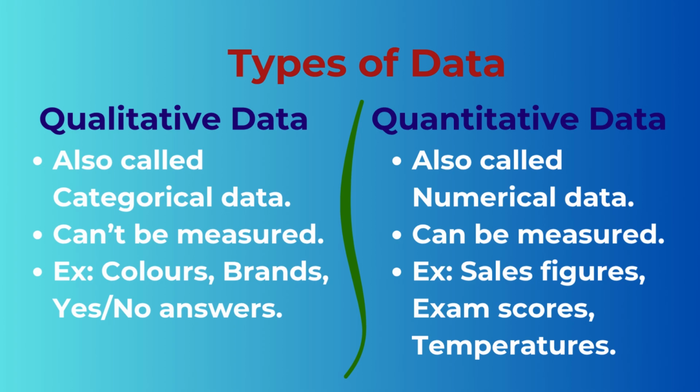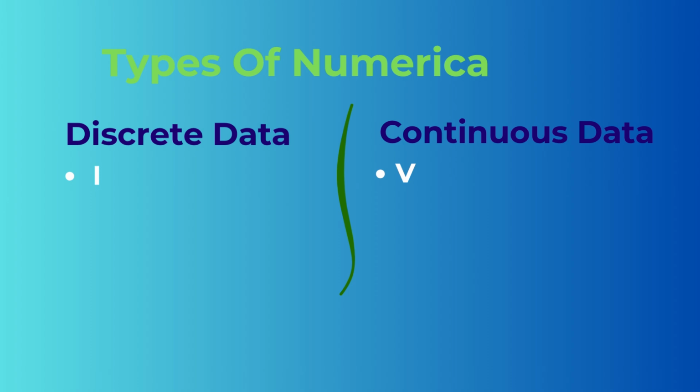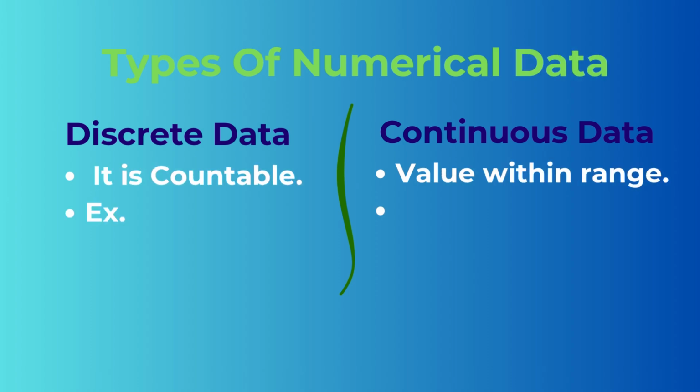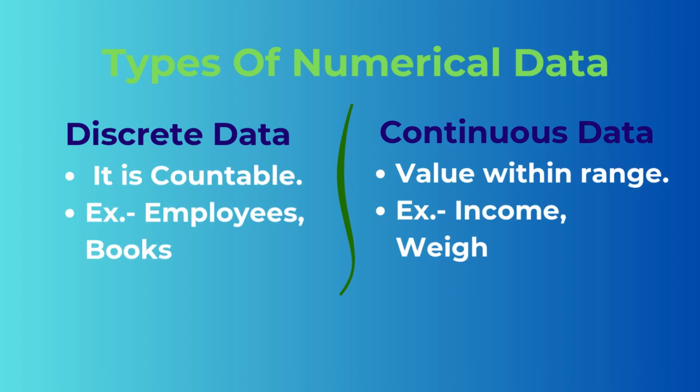Second, quantitative or numerical data. This is data you can measure and express in numbers. Think of sales figures, exam scores, or temperatures. Now, numerical data itself comes in two flavors. Discrete data, which is countable. Example, number of employees in a company or the number of books you own. You can't have half an employee or two and a half books. And continuous data, which can take any value within a range, like income, weight, or height. These values can be very precise, even to decimals.